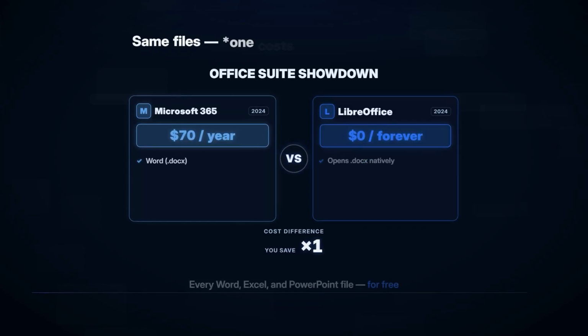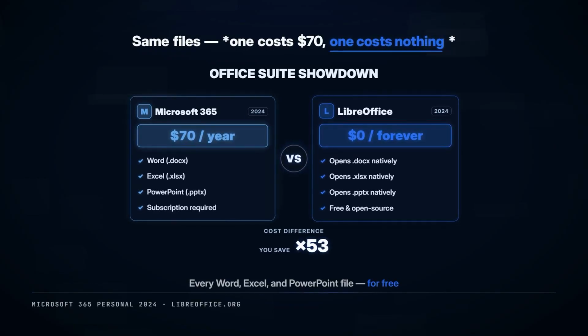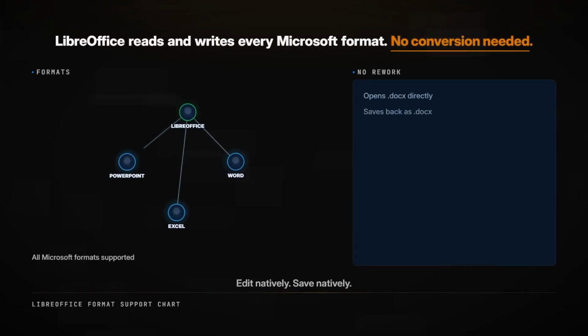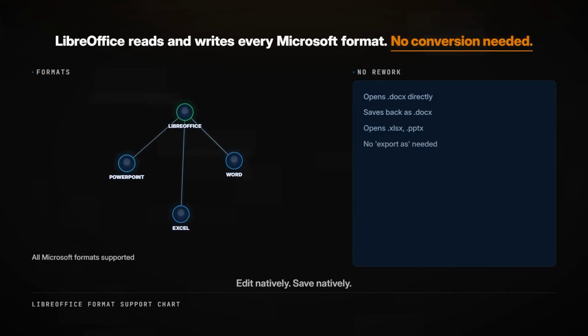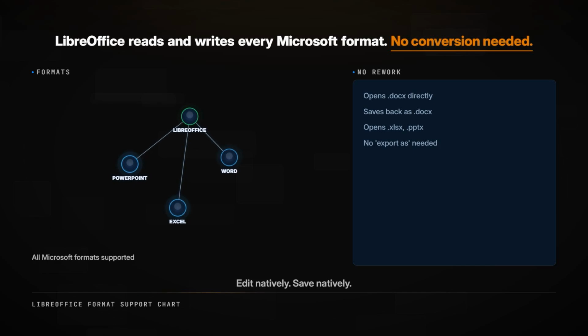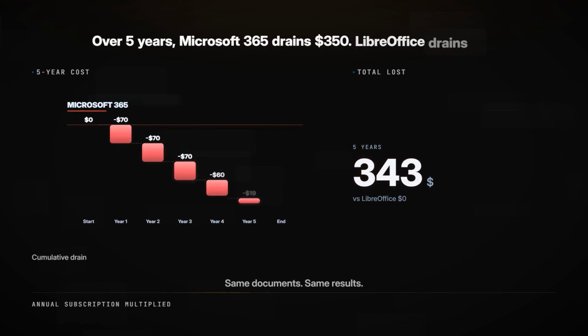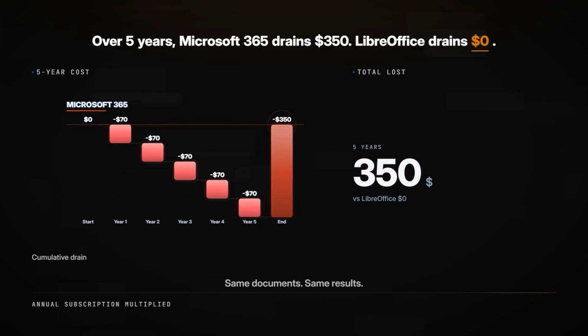Microsoft 365 costs $70 every year. LibreOffice costs $0, and it opens every Word document, Excel spreadsheet, and PowerPoint file. LibreOffice reads and writes every Microsoft format. Word documents, Excel spreadsheets, PowerPoint decks. Open, edit, save. No conversion needed. Over 5 years, Microsoft 365 drains $350 from your account. LibreOffice drains $0. Same documents, same results.